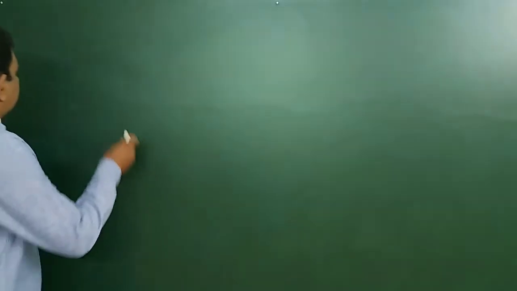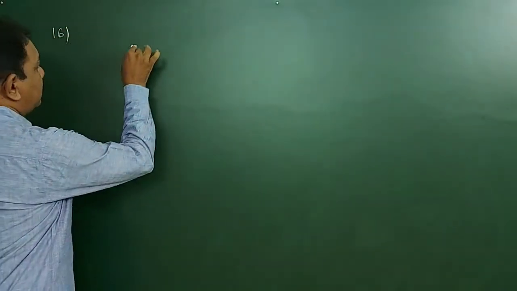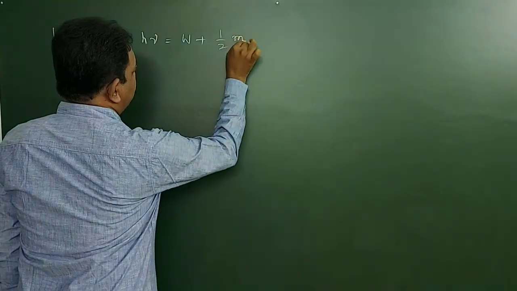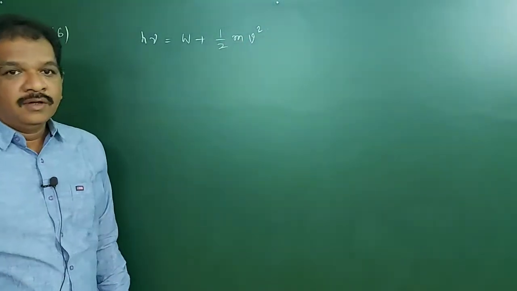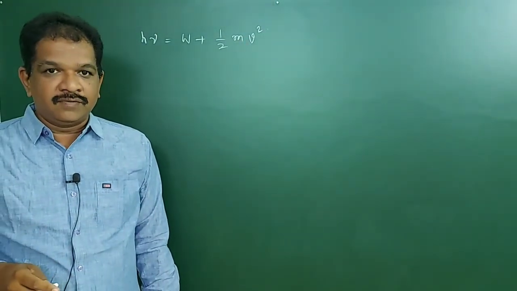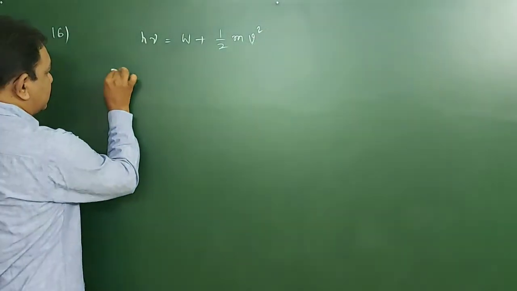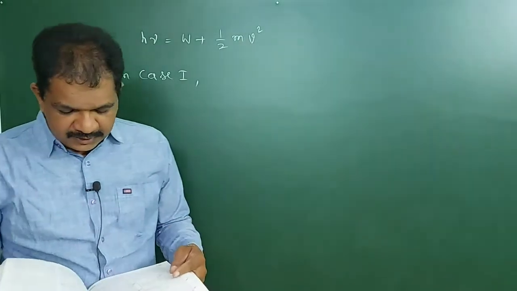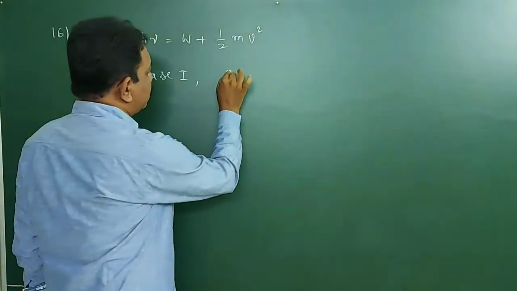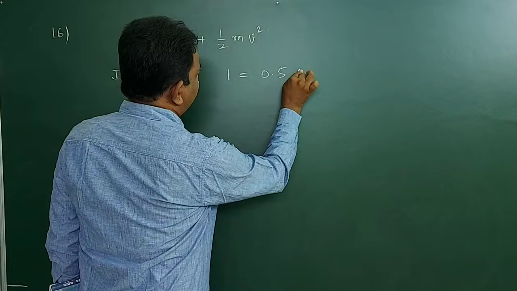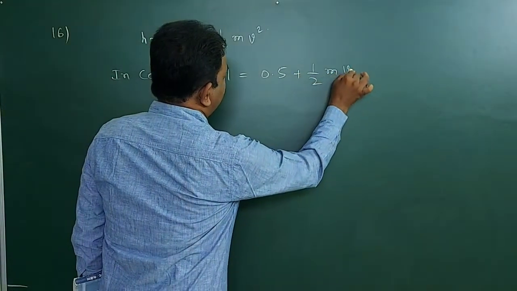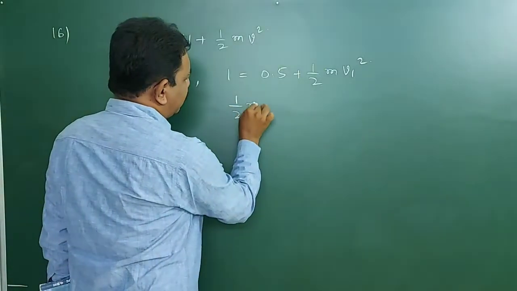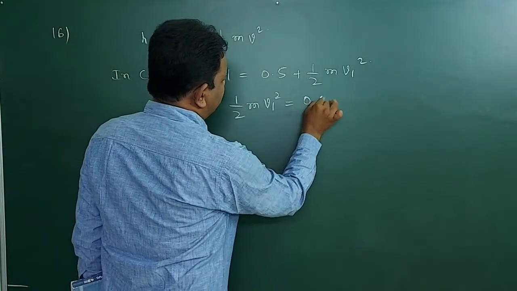So here what is the formula? h nu is equal to W plus KE, W plus half mv square. This is Einstein's photoelectric equation. In case 1, the energy incident is 1 electron volt. Work function will be 0.5 plus half mv1 square. From this, half mv1 square will be 0.5.